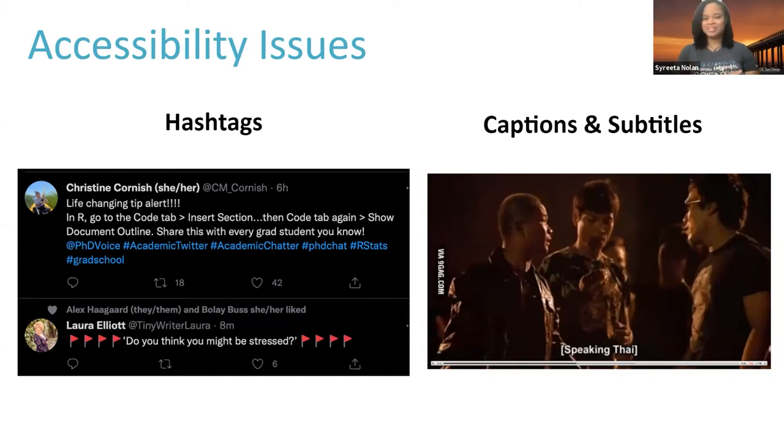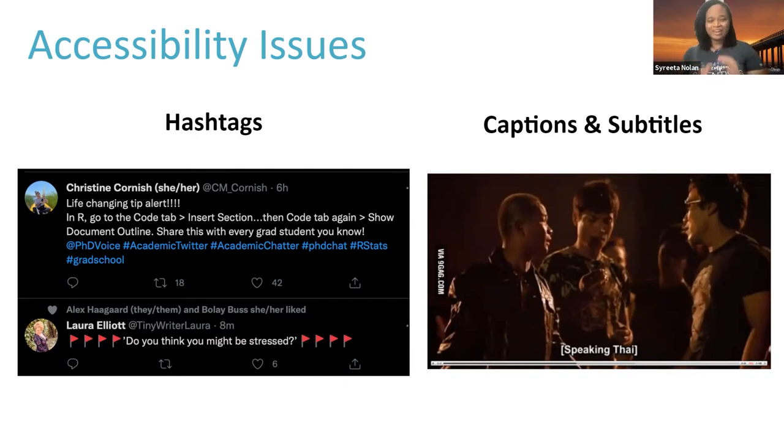And I also wanted to highlight this new trend on Twitter of the red flags, which is a red flag for accessibility, because a screen reader reads every instance of a red flag. So for example, a screen reader might read this as red flag on post, red flag on post, red flag on post, red flag on post. Do you think you might be stressed? Oh my gosh, if I was listening to a screen reader, that would be awful. Even it's awful trying to say that.